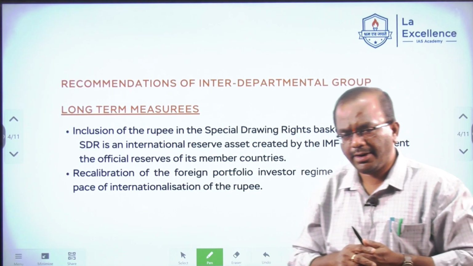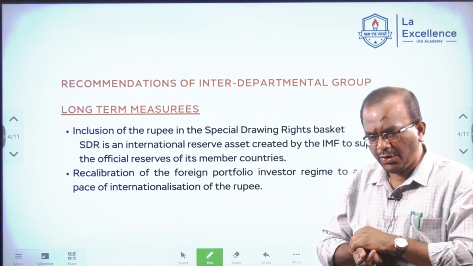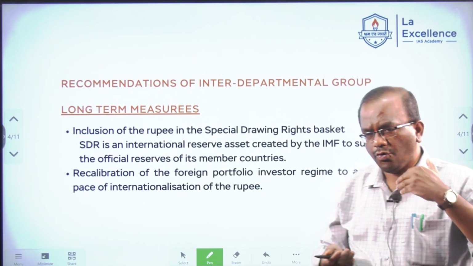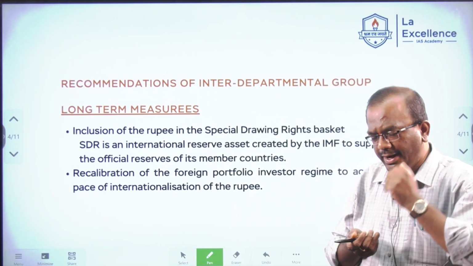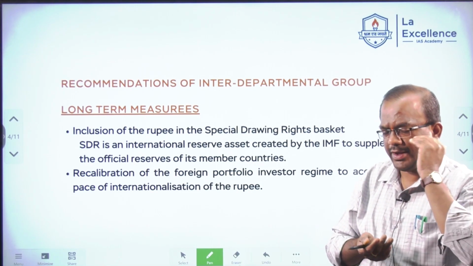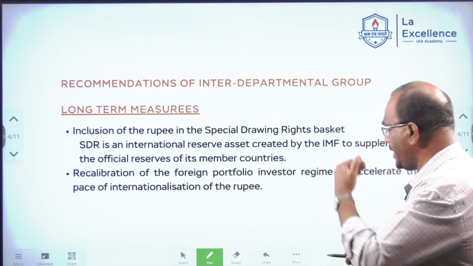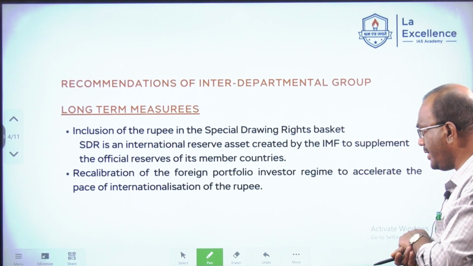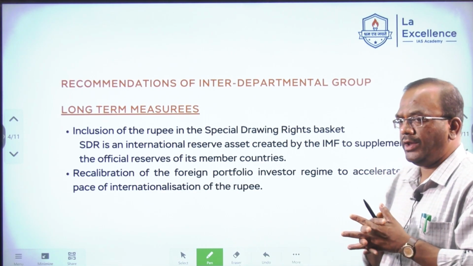For example, in India, foreign exchange reserves is about $600 billion, right? $640 billion, the latest. So foreign exchange reserves is a combination of your foreign currency assets, gold reserves, special drawing rights, and the reserve transaction plan, RTP. Next, recalibration of the foreign portfolio investor regime to accelerate the pace of internationalization of the rupee, right? So, foreign portfolio investment.